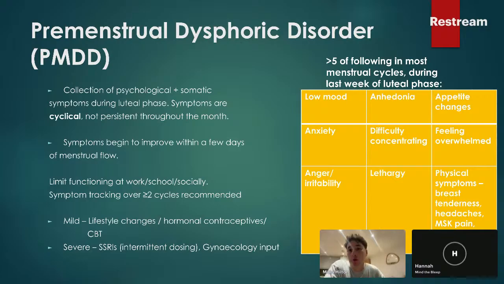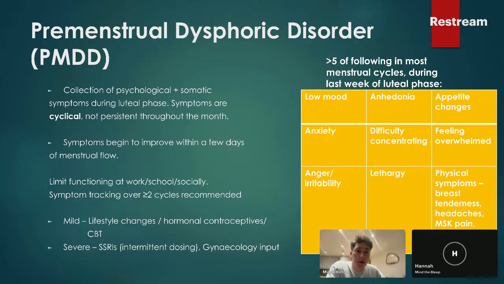Moving on to premenstrual dysphoric disorder, PMDD. This is a collection of psychological and somatic symptoms during the luteal phase of menstruation. Symptoms are cyclical and they're not persistent through the month, and they usually begin to improve within a few days of menstrual flow. Importantly, these symptoms and signs limit functioning either at work, at school, or socially. So that's the main thing, that they are having a big impact on the patient.